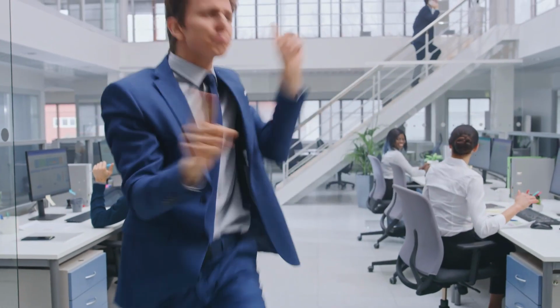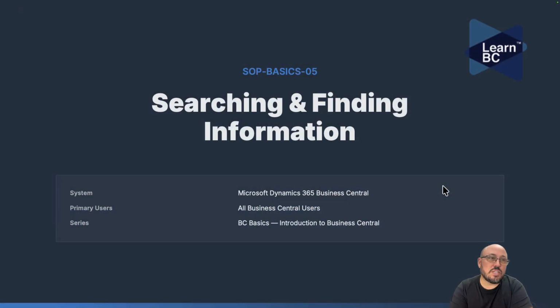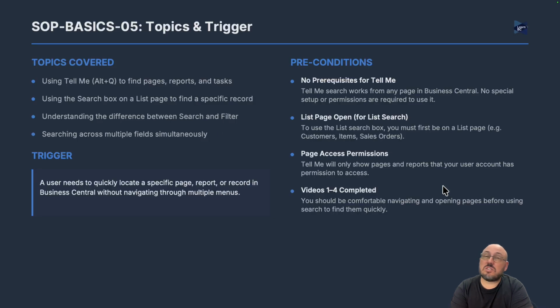Well, there's no sense having a single source of truth as a database if you can't search and find information. So the topics covered are using Tell Me, or you just hit Alt+Q, to find pages, reports, and tasks. I've already kind of looked into this and inferred it in the prior SOPs if you've been following the series. Using the search box on a list page to find a specific record, understanding the difference between search and filter, and searching across multiple fields simultaneously.